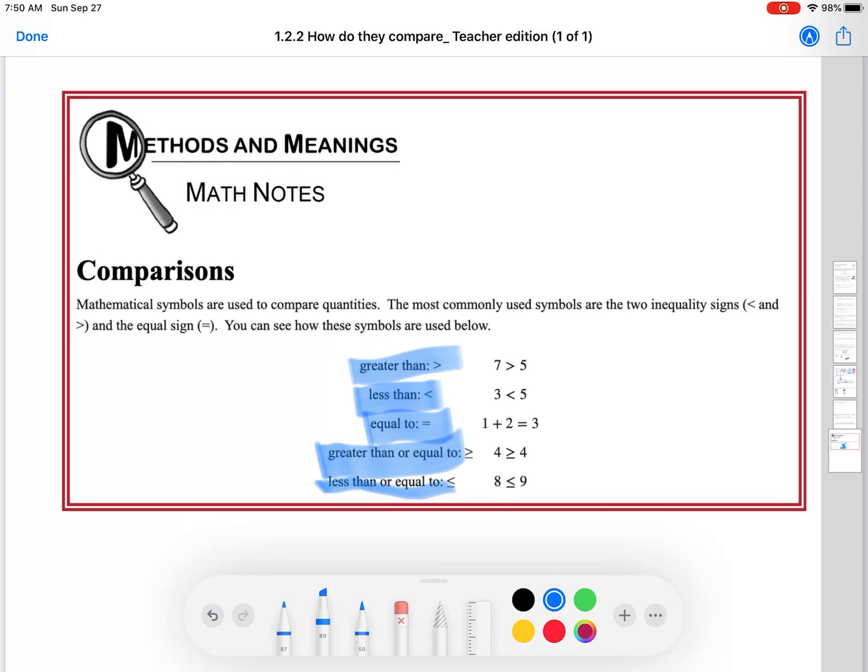Okay? So a greater than means that it always is larger than the other value. A less than means that it's always less than that second value. Equal to is obvious. Greater than or equal to is a range because it includes the possibility of a value being equal, right?